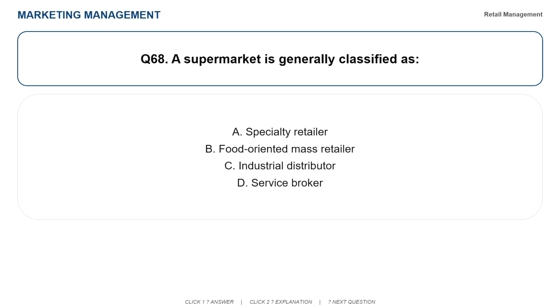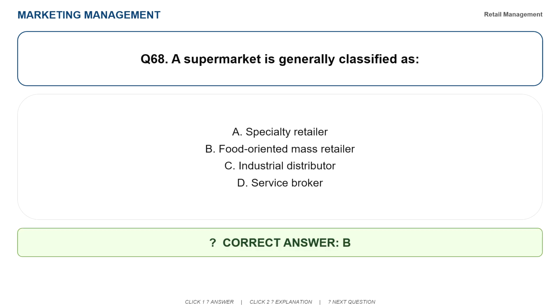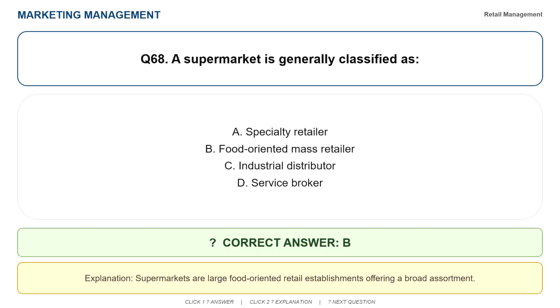Question 68. A supermarket is generally classified as. Option A, specialty retailer. Option B, food-oriented mass retailer. Option C, industrial distributor. Option D, service broker. The correct answer is B. Explanation. Supermarkets are large food-oriented retail establishments offering a broad assortment.